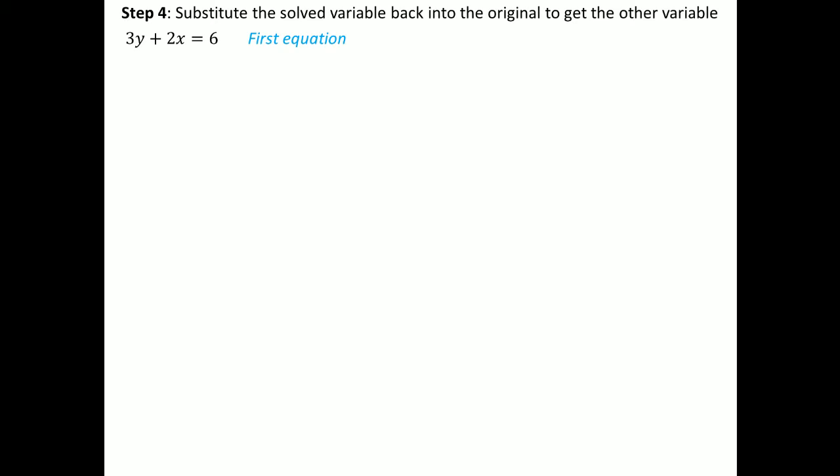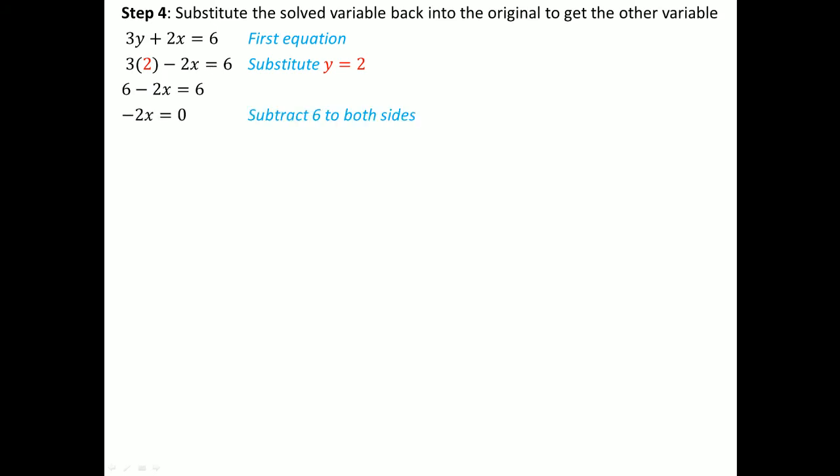My first equation was 3y plus 2x equals 6. That was given to me. I'm now going to substitute y equals 2 that I just solved for. The y, notice right here, is now replaced by 2. It is color-coded in red to show you where the substitution occurs. Now I'm going to simplify. 3 times 2 is 6. Everything else comes straight down.